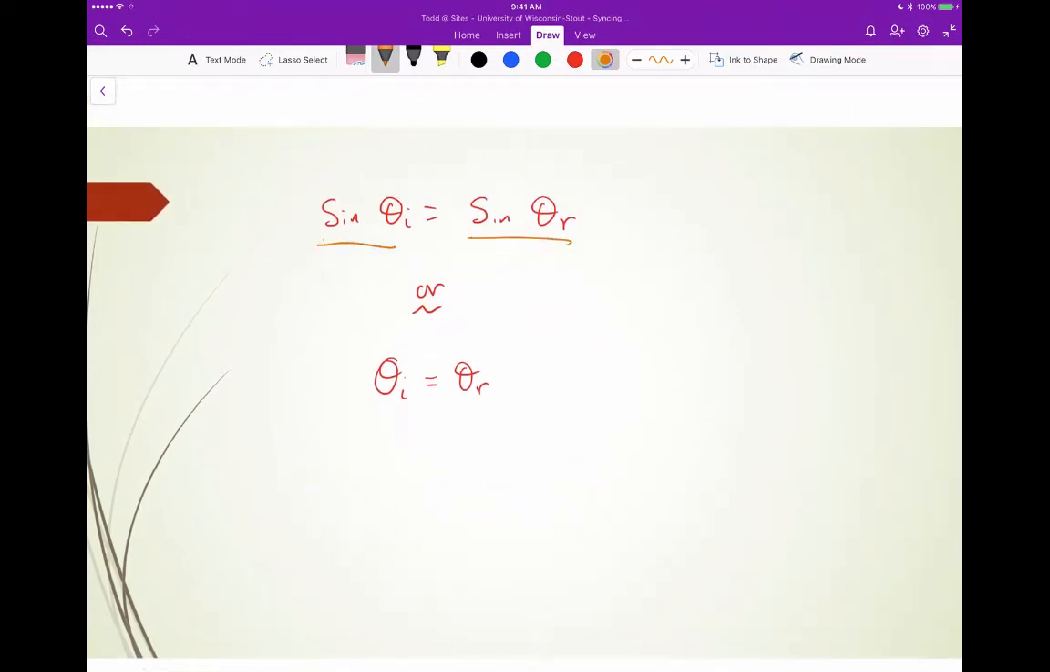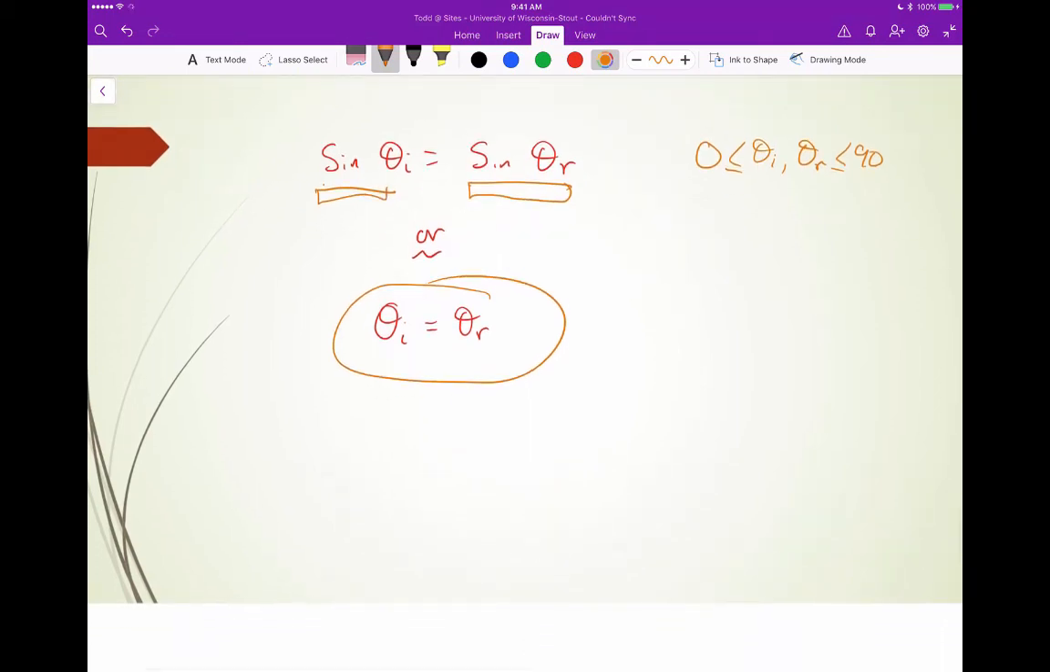Now the way that we've set up the definition of our angles, both theta I and theta r are between 0 and 90, or I should say less than or equal to 90 and greater than or equal to 0. So if that's the case, then the only solution to sine of theta I equals sine of theta r is if theta I is equal to theta r. In other words, the angle of incidence is equal to the angle of reflection.